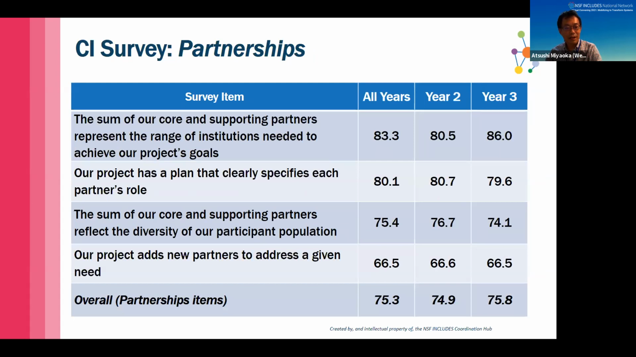The partnership element consists of 4 items. We observed largely positive scores, ranging from 66.5 for "our project has new partners to address a given need" to 83.3 for "the sum of our core and supporting partners represent a range of institutions needed to achieve our project goals." Once again, we did not observe noteworthy differences here. Go to the next slide, please.